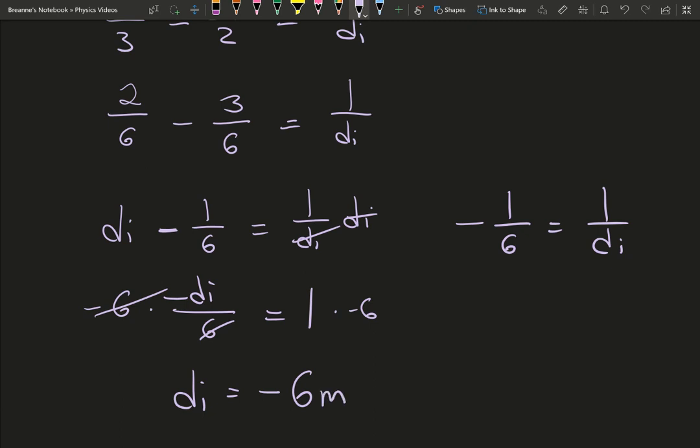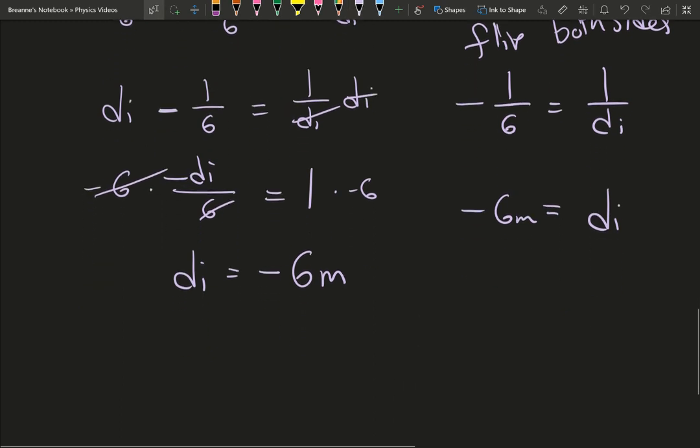And remember, that's in meters. Or you can just see that if I flip one side, I have to flip the other. So if we flip one side, we have to flip the other. Either way, you just flip both sides, so you still get the same answer. You get your DI as negative 6.